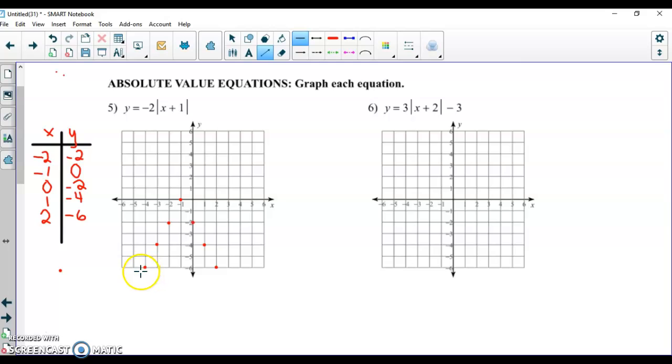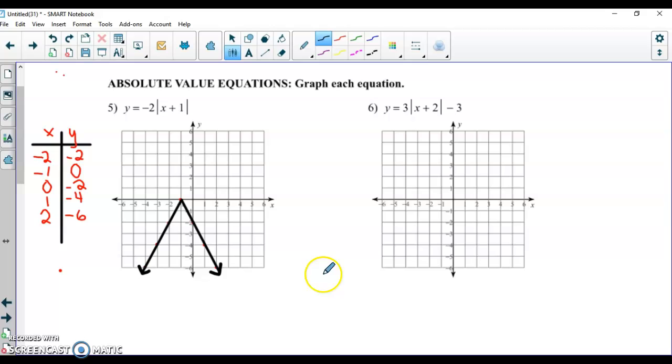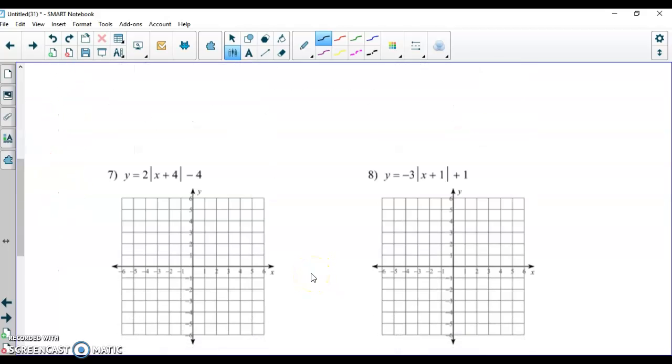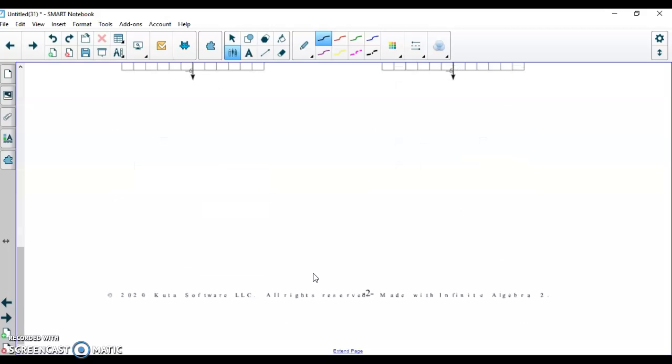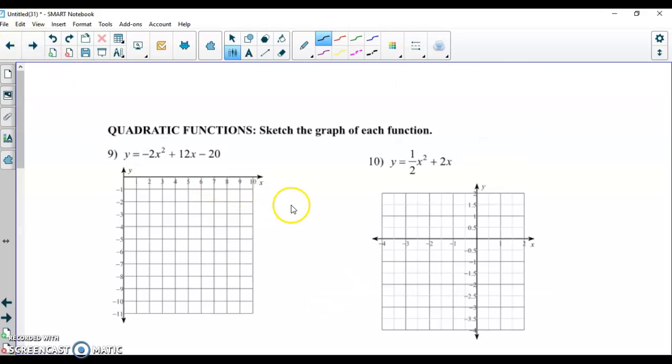And then you're going to use your pencil. I'm going to cheat, and we make our V look something like this. It's going to extend forever this way, and also this way. Okay, so as a reminder, that's how you can graph absolute value equations. Go ahead and feel free to pause the video here and do the rest of the absolute value ones, or if you want to keep watching and do the quadratics and then go back, that's fine also.